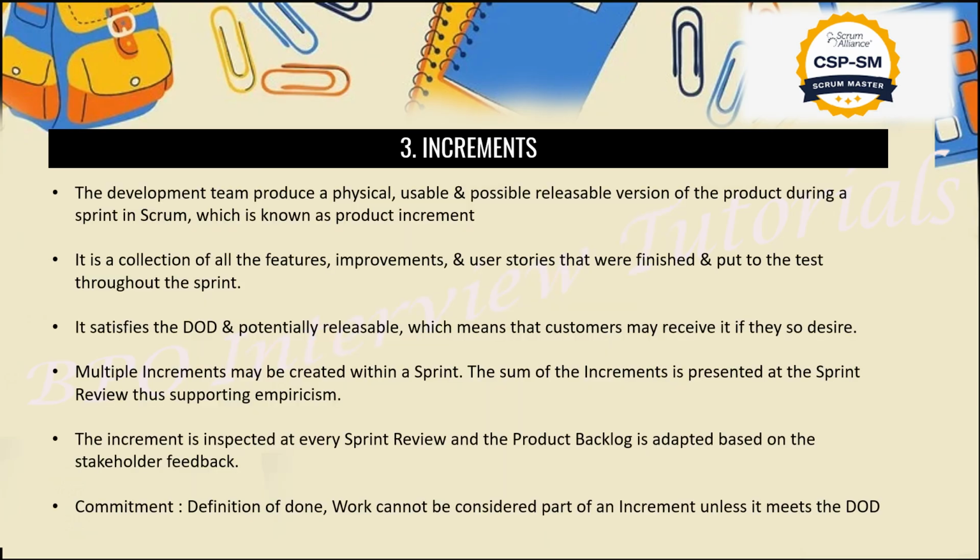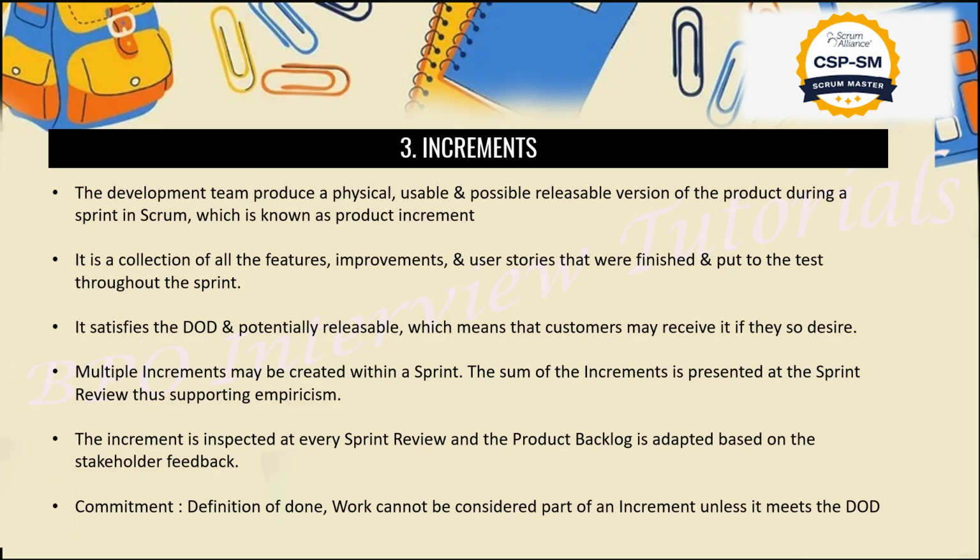The third part of the artifact here is the increment. The development team produces a feasible, usable and possibly releasable version of the product during the sprint in Scrum, which is known as a product increment. I already told you guys, we started a website, we decided a product backlog. So the product owner decided a product backlog and gave us one sprint. Now the priority was set, like in the website he required the home page to be designed first. Now that will come to us, and this is a sprint backlog for us.